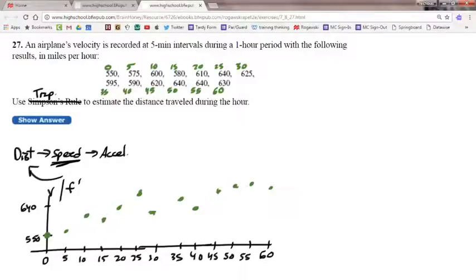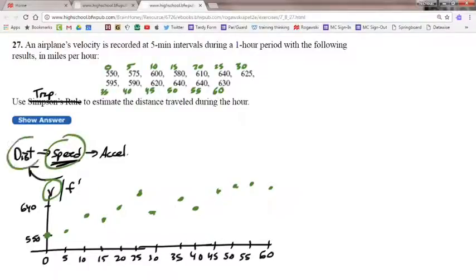Okay, now if we wanted to estimate the distance traveled, we just have to find the area underneath this curve. Hey, that's not a curve, that's just a bunch of dots. You're right. We don't have a defined curve here. We did not define the velocity function. This is our velocity function. You can look at it like it's f prime.